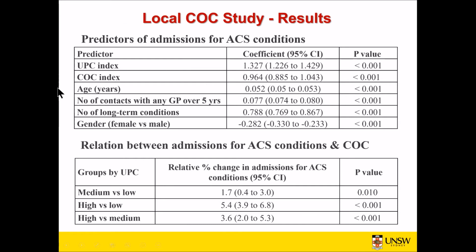Now looking at the predictors for hospital admissions for ACS conditions, we could see that the UPC index is now a significant predictor, as is the COC index, and the rest all stayed significant in the new cohort. Looking at the group comparisons, medium versus low is now significant and shows the same direction of change: with medium versus low, we had an increase of 1.7% in hospital admissions. In high versus low, we have a 5.4 increase in admissions as UPC increases.